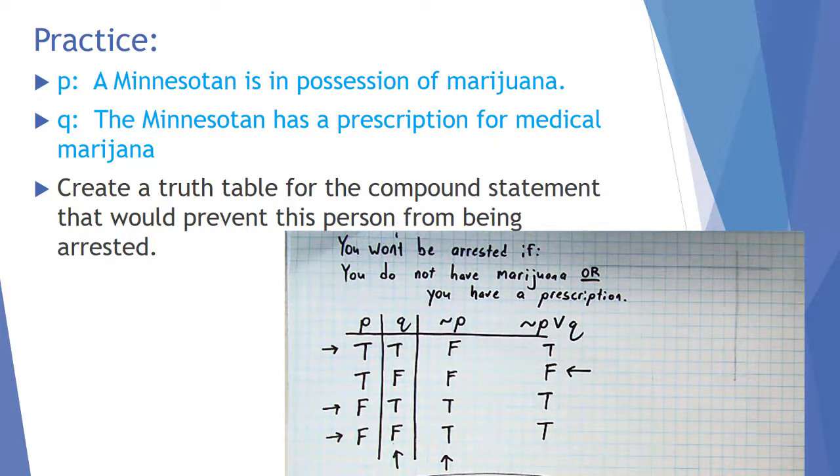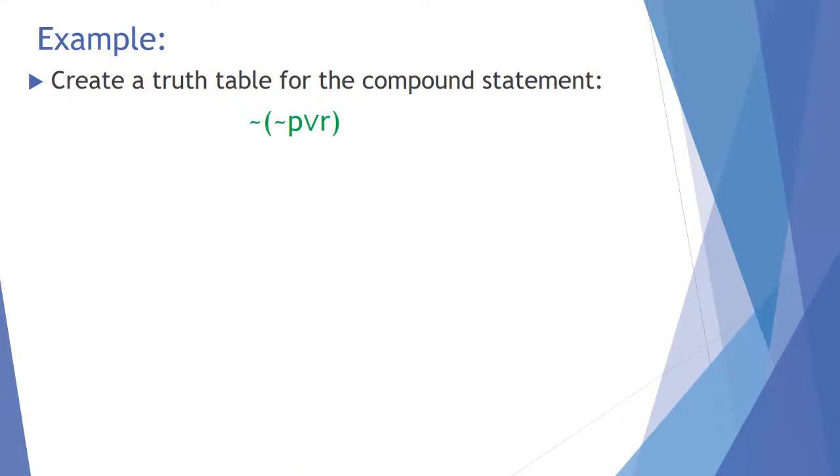Now that's kind of confusing stuff. You might want to re-watch our first examples before we go any further and build more truth tables. Now let's create a few truth tables for various compound statements. Let's start with this one, not P or R.